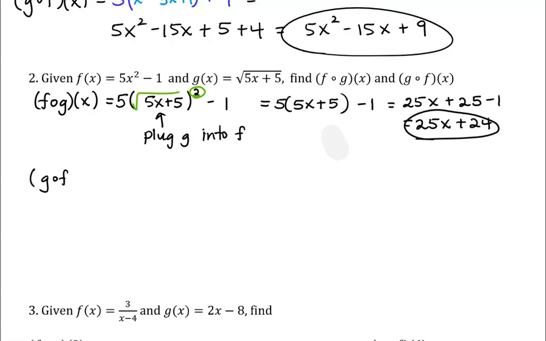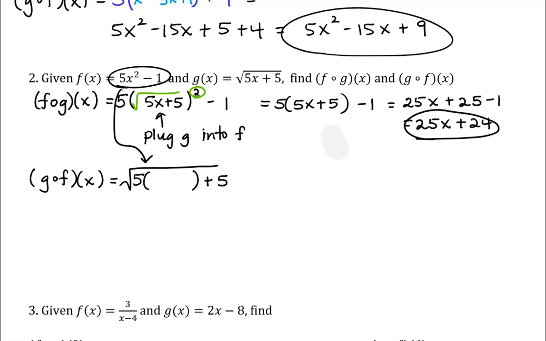Moving on to g composed of f of x. This time we're going to be taking the function f and plugging it into the function g. So g was the square root of 5 times x plus 5, but I'm just going to put a blank set of parentheses for where that x is, and then inside that blank set of parentheses we're going to be plugging in what the function f was. I'm going to plug f into g. It's always the second function getting plugged into the first one. So here I'm putting 5x squared minus 1.